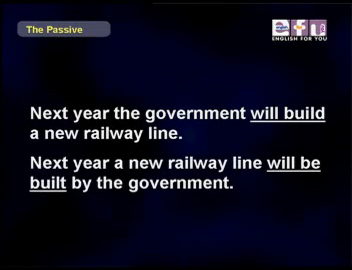The future of was is will be, and the past participle is the same, built. So next year, a new railway line will be built by the government. Good. Next year, we use our object as our subject, so a new railway line will be built by the government. Okay, our third passive sentence.